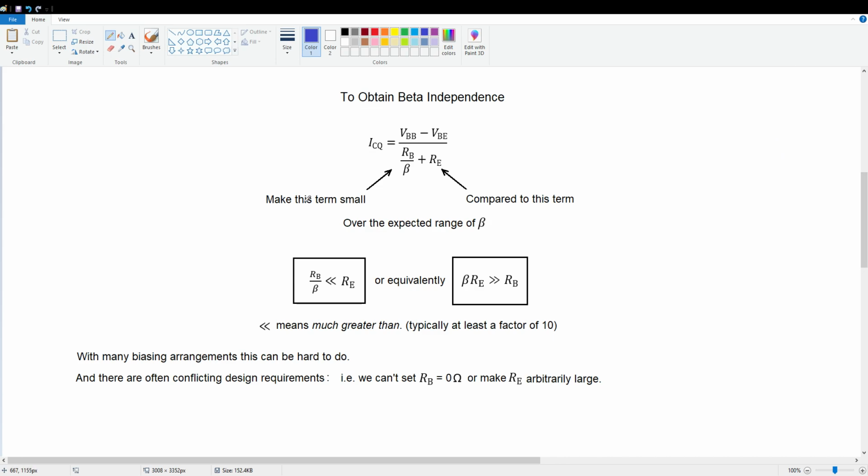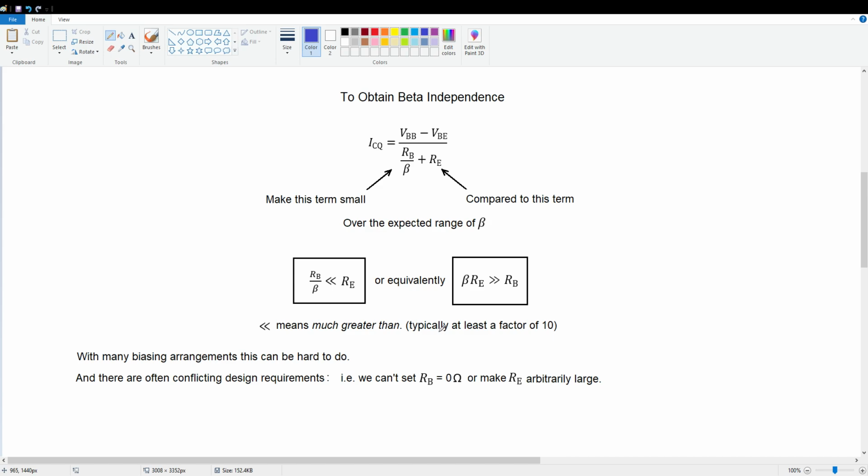In order to obtain beta independence, what we want is to make the RB over beta term small compared to R sub E over the expected range of beta. Now we can write this as an equation. R sub B over beta should be very, very small compared to RE, or equivalently, beta times RE should be very large compared to R sub B. And this much greater than symbol means typically at least a factor of 10.